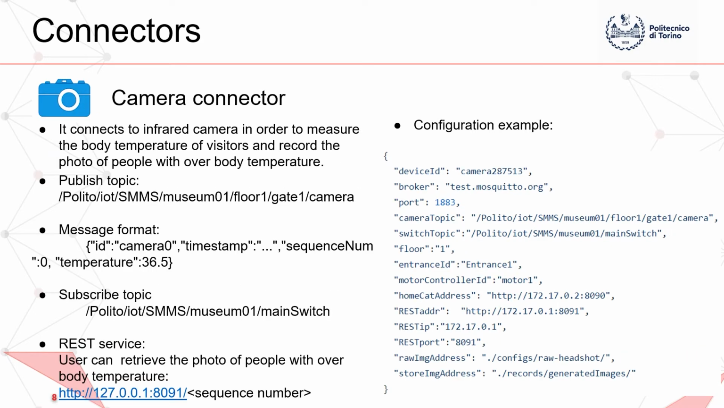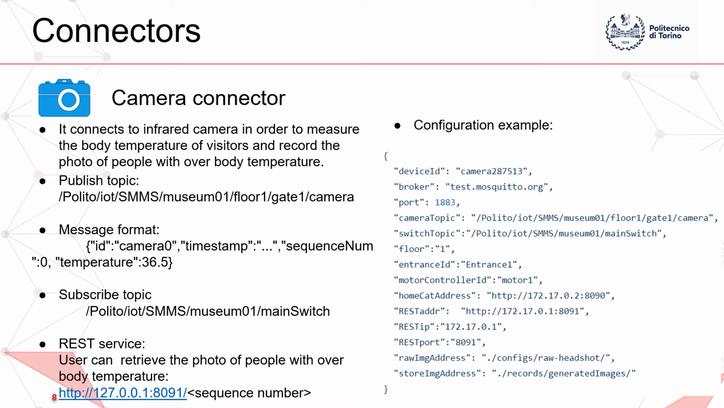The second connector in the system is camera connector. It connects to infrared camera in order to measure the body temperature of visitors and record the photo of people with over body temperature. When a visitor passes a camera station, his or her body temperature will be detected.